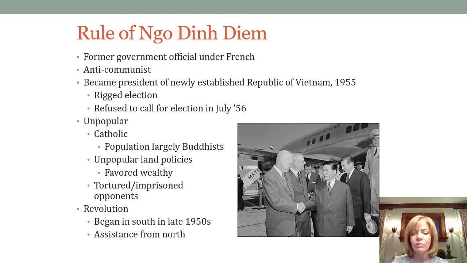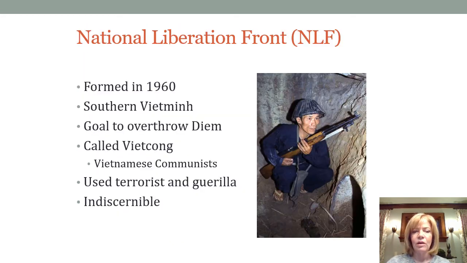So this revolution began in the 1950s, and they were to get rid of Diem, and they were aided by the North, even though the people in the South weren't necessarily communists. They just didn't like Diem. Right? So this group of people, that's the National Liberation Front, right? Their goal was to overthrow Diem. They were called the Viet Cong. They were Vietnamese communists, even though most of them really weren't communists. They just wanted to get rid of Diem, but they were called this.